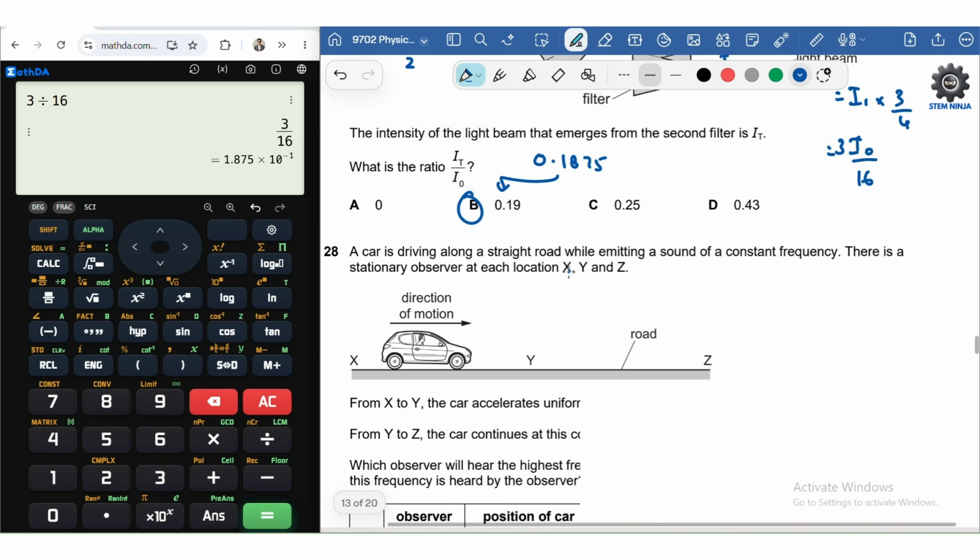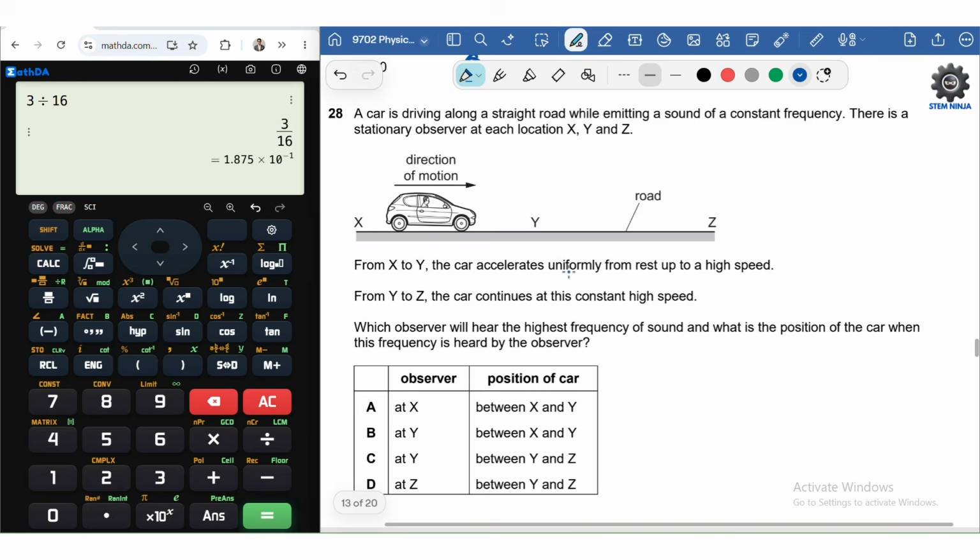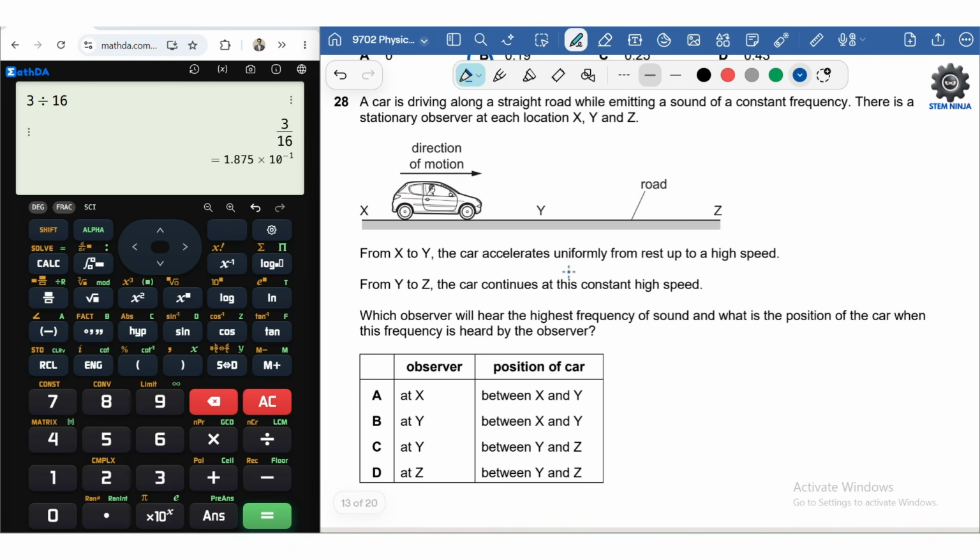So this rounds up to this. A car is driving along a straight road while emitting a sound of constant frequency. There is a stationary observer at each location x, y, and z. From x to y, the car accelerates uniformly from rest up to a high speed. From y to z, the car continues at this constant speed. Which observer will hear the highest frequency of the sound, and what is the position of the car when this frequency is heard by the observer?